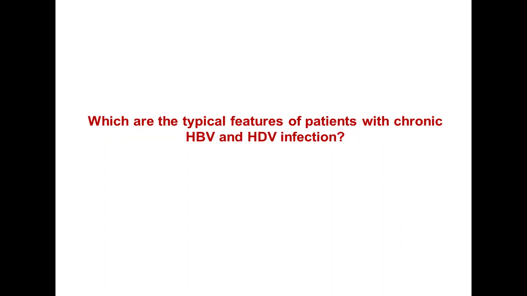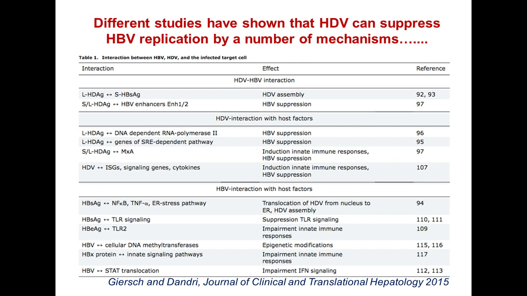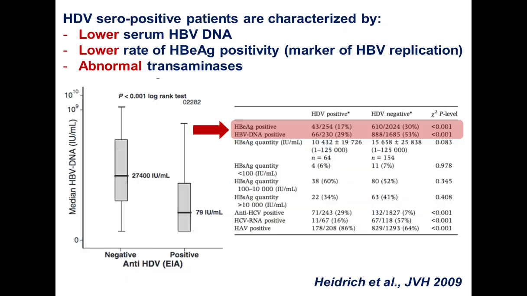Which are the typical features of patients with chronic HBV and HDV infection? As shown in this slide, HDV can suppress the replication of HBV by several mechanisms, and this translates in clinical practice into lower levels of serum HBV DNA and a lower rate of HBeAg positivity, coupled with abnormal transaminases.